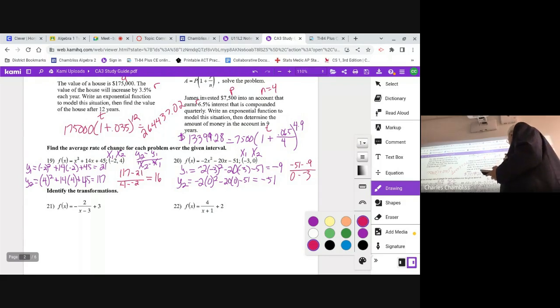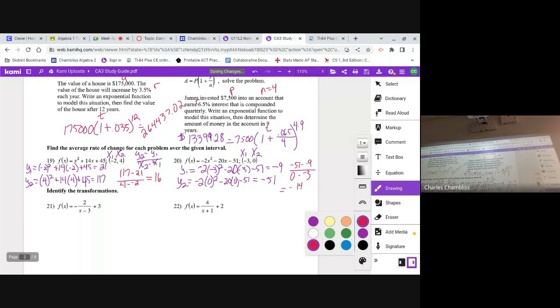Negative 14. Okay. You're given your two x's, you're given the function that you can use to find your two y's, and then you use the slope formula for the range. Or not the range, for the rate of change.